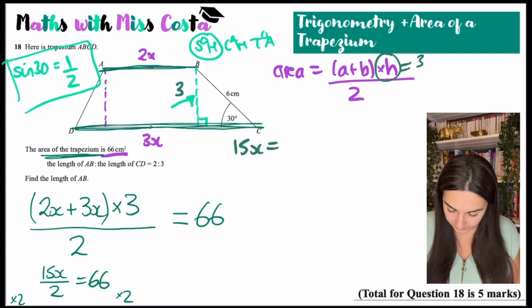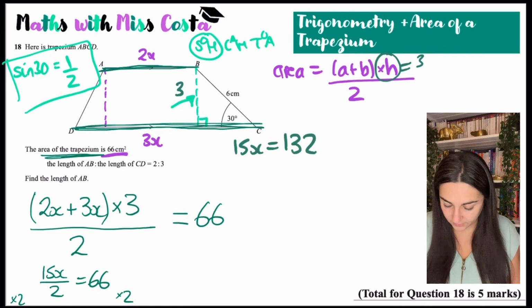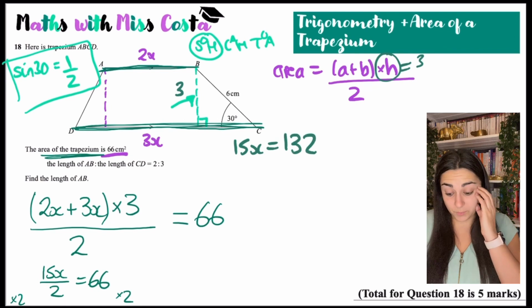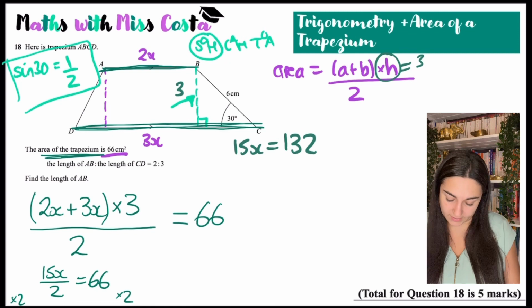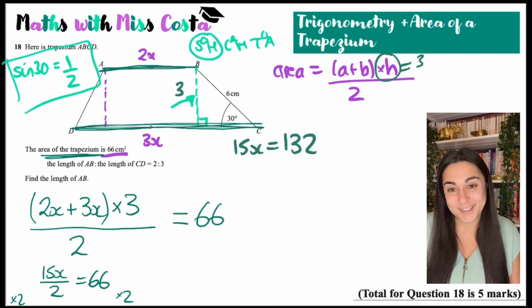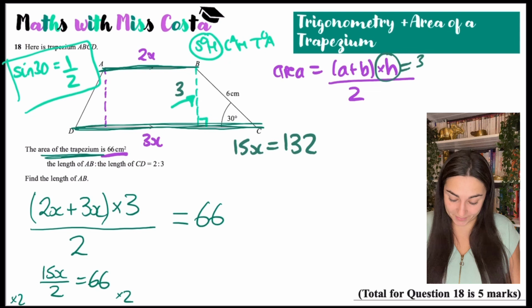15x equals 132. And then what do? Well, you're going to have to divide 132 by 15. So there are lots of ways you can do this. I'm just going to do the division.